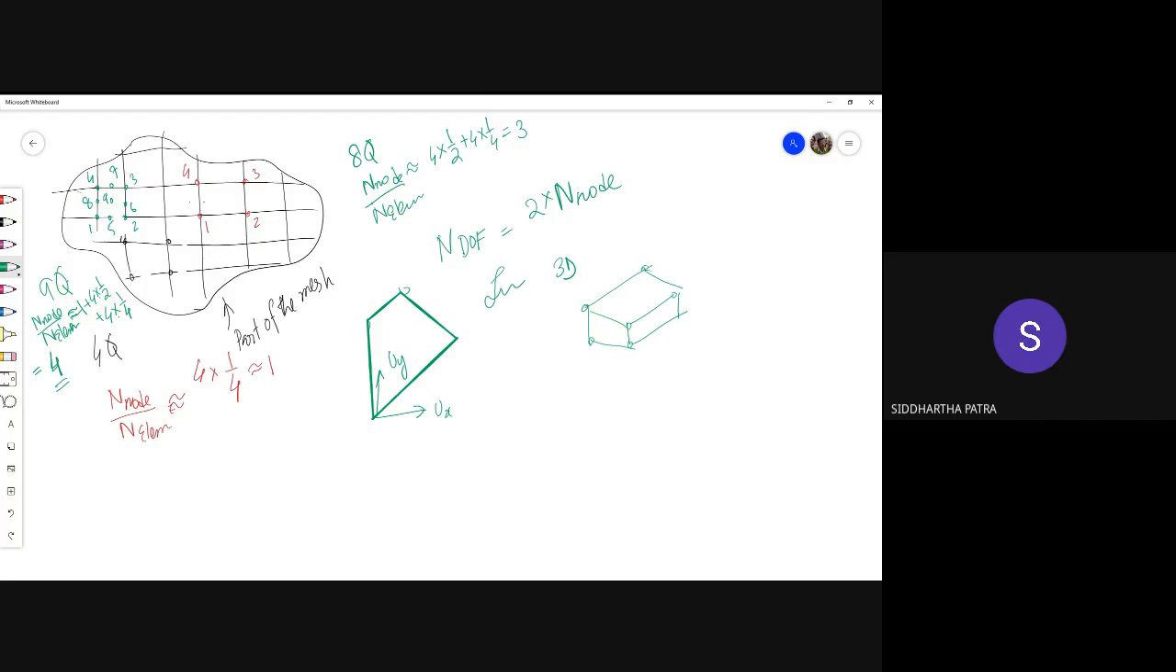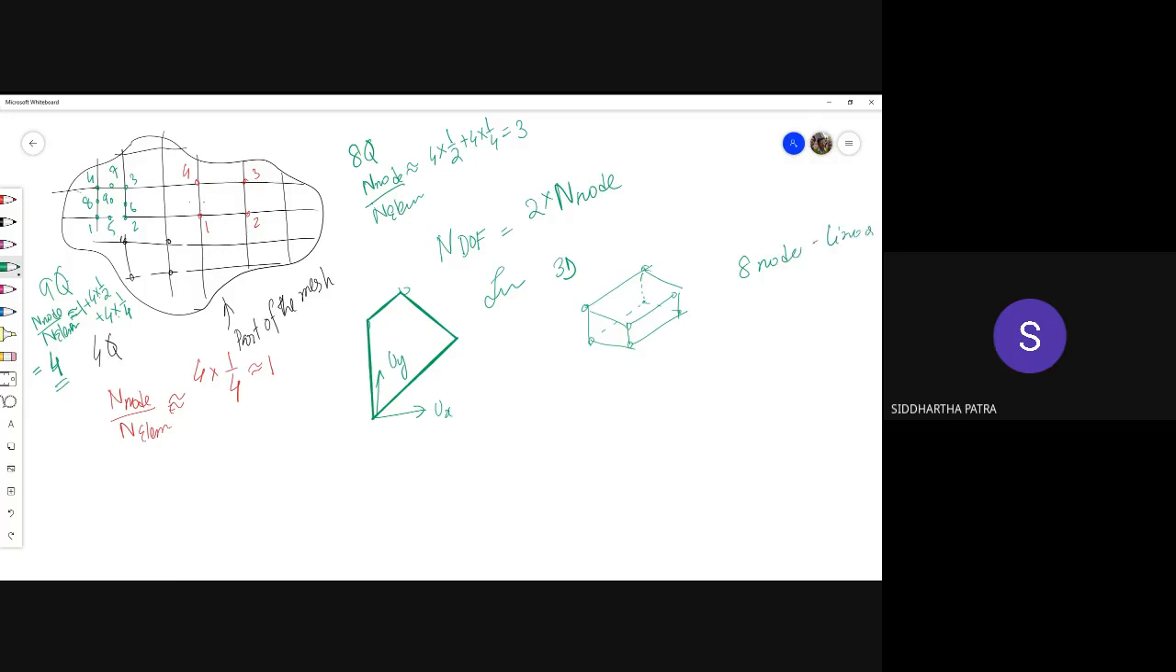Now the number of degrees of freedom determines what your calculation time will be and what the size of the stiffness matrix will be. The size of the stiffness matrix is NDF by NDF, the global number of degrees of freedom. So when you reduce the number of nodes, you reduce the number of degrees of freedom by the same percentage. And when you go for a brick element, you know that the linear brick element has 8 nodes.